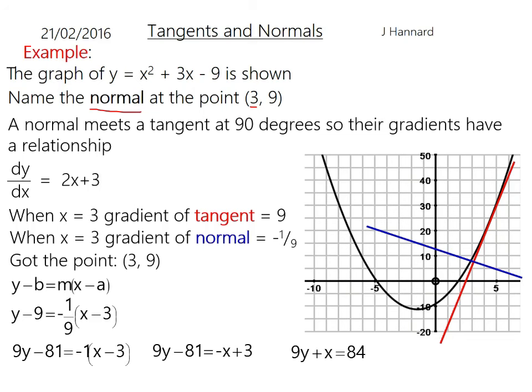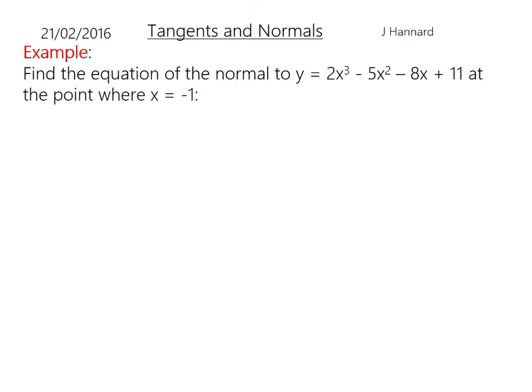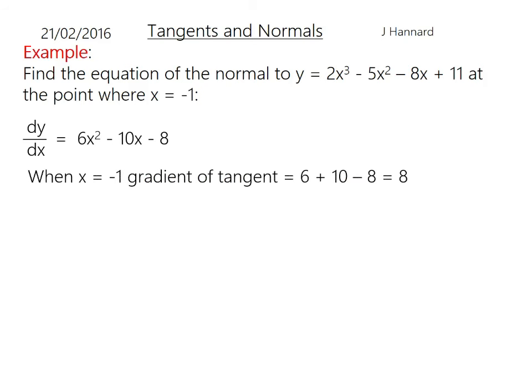But, yeah, that's a normal for you. Let's do another one. Find the equation of the normal at the point where x equals minus 1. So it's that one again. The examiner trying to trick us. But let's find the gradient first. dy/dx equals 6x squared minus 10x minus 8. When x equals minus 1, the gradient of the tangent is 8.